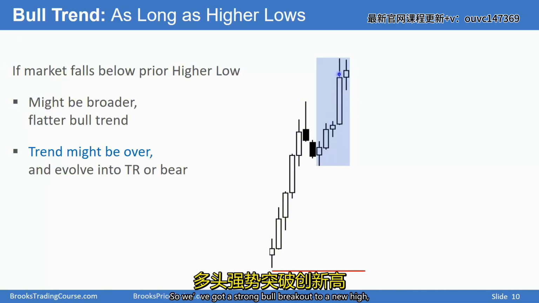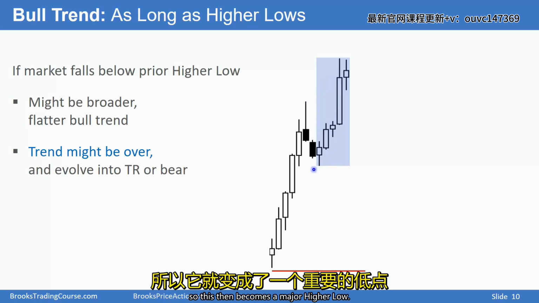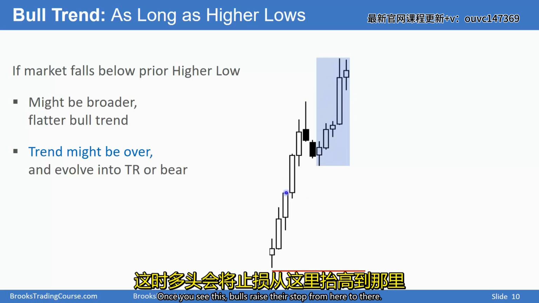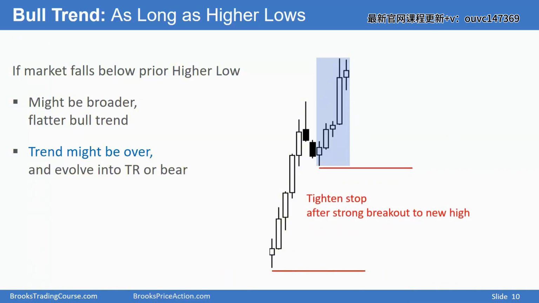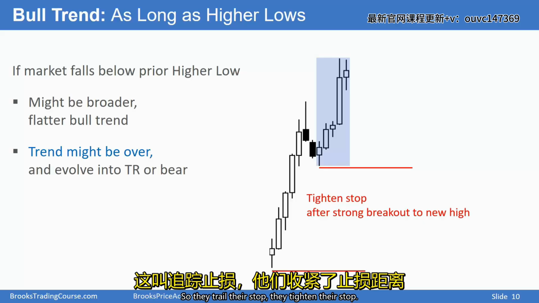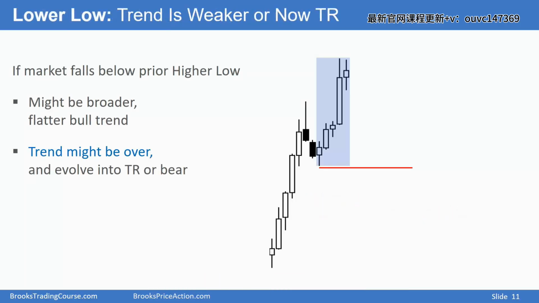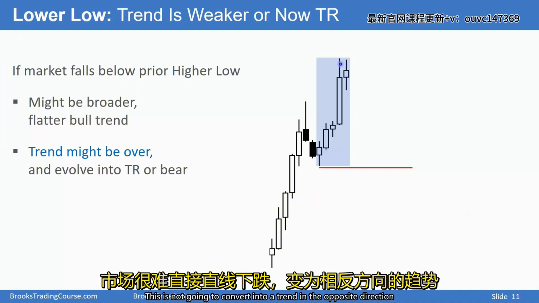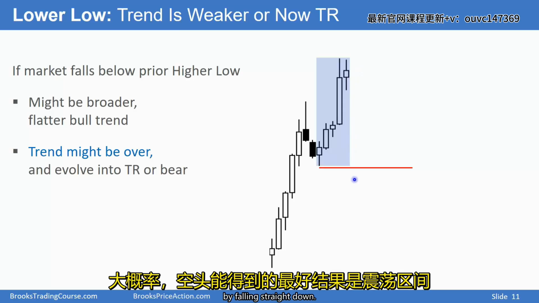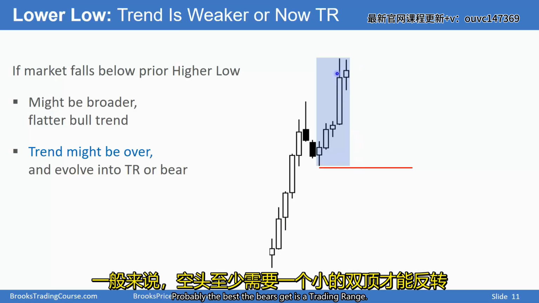So we got a strong bull breakout to a new high. So this then becomes a major higher low. Once you see this, bulls raise their stop from here to there. So they trail their stop, they tighten their stop. This is not going to convert into a trend in the opposite direction by falling straight down. Probably the best the bears get is a trading range, and they usually typically need at least a small double top.